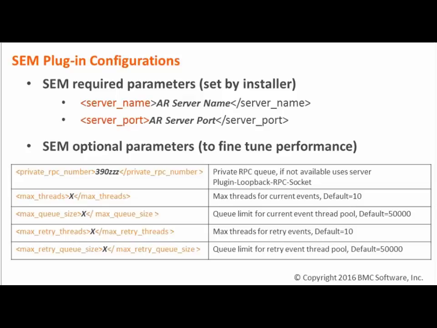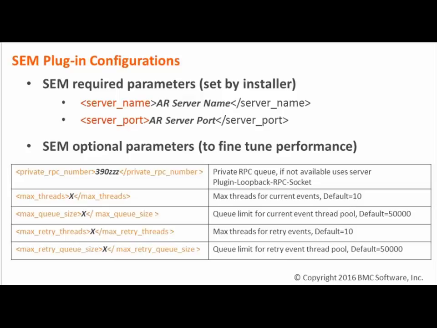Okay? And to fine tune your performance, okay, these are the optional parameters that you can set. There's one called private RPC number. What happens is, the best practice of the AR server plugin implementations is you don't want to go on to the same queues as the standard AR server fast and list threads, right? So what we do prefer is go through a plugin loopback socket. This is an RPC queue specially designed for all the plugins, so you don't get into a deadlock. Sometimes this gets overwhelmed too.